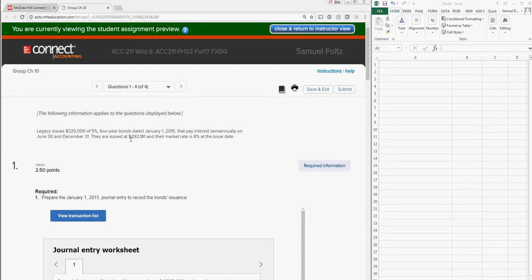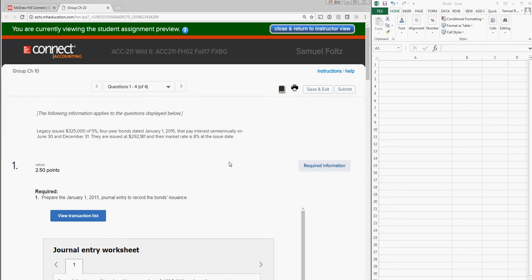They tell us here that it's issued at $292,181, and because they're issued at an amount lower than the face value, they're going to be issued at a discount, and we're going to have to deal with that discount. The market rate on these bonds, remember the contract rate for the bond is 5%, but this is saying that the market or the bank pays 8%, and that's why they're being issued at a discount.